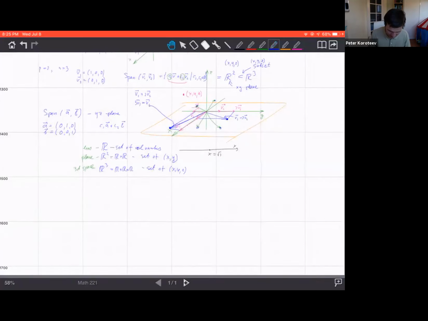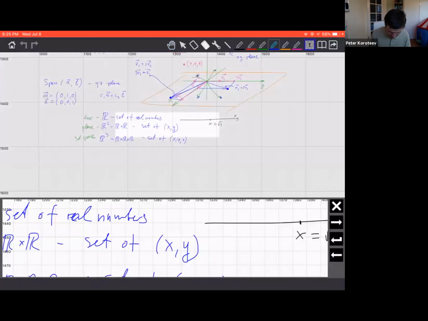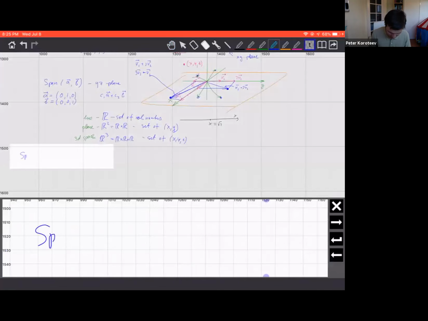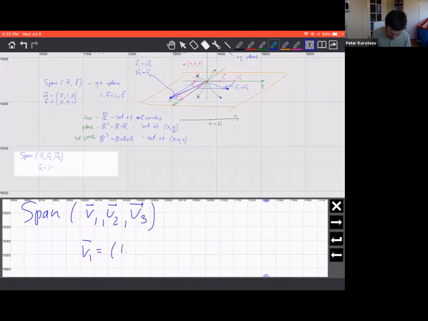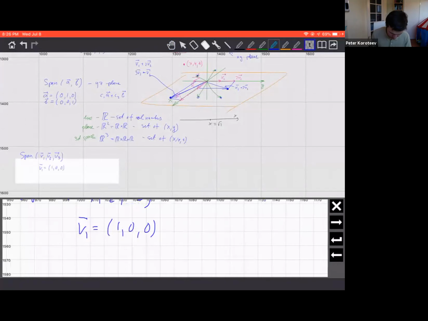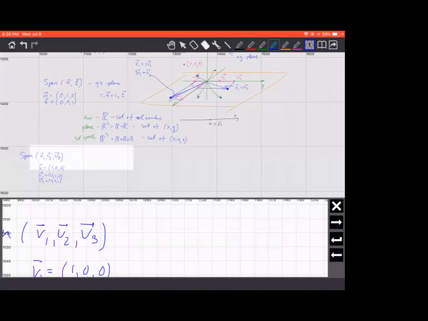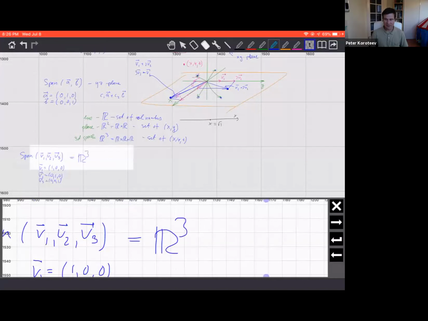Now, the last question about spans, and we'll move on. What's the span of vectors v1, v2, v3, where v1 is equal to (1, 0, 0), v2 is (0, 1, 0), and v3 is equal to (0, 0, 1)? It's going to be a three-dimensional shape. Yeah, the entire space.